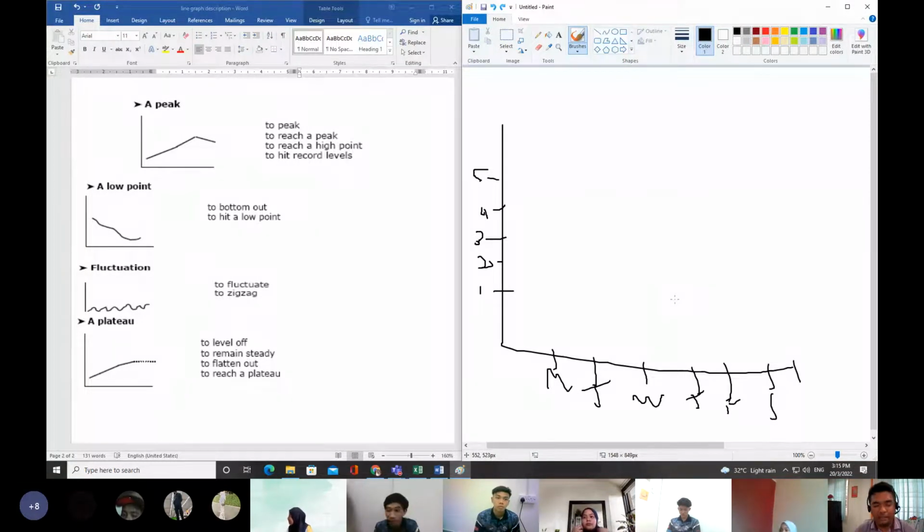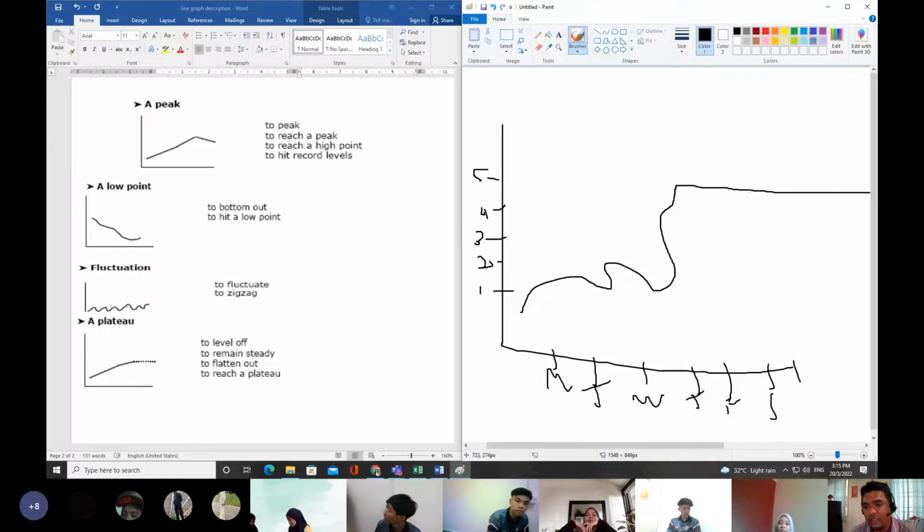So what does plateau mean? Plateau means landaian, padang besar, landaian besar. Okay, padang flat. Okay, macam padang bola flat landaian tu. So let's say you have this data, right? Nampak tak landaian ni? So imagine that this data is straight lah. So to level off, to remain steady, to flatten out, to reach a plateau.